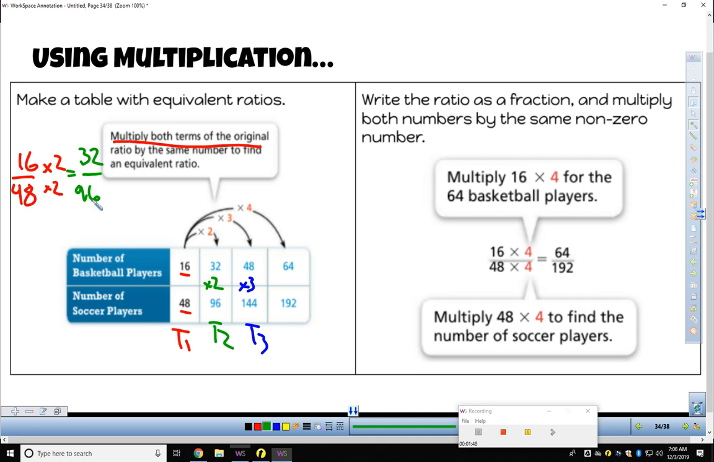Similarly, we can set it up like a fraction. Again, you'll notice this fraction here of 16 over 48. That's basketball over soccer players. And if you multiply both by 4 over 4, which is equivalent to 1, and you'll remember that anything multiplied by 1 keeps the same value, you end up with a new ratio of 64 over 192. That's 64 basketball players to 192 soccer players. But it's an equivalent ratio.